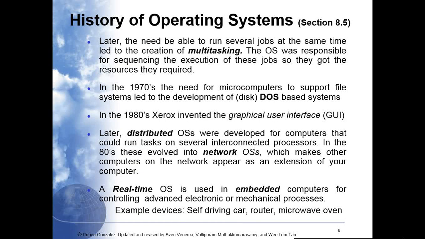So later, the need to be able to run several jobs at the same time led to the creation of multitasking. So they're slightly different things. There's this idea of time sharing and then multitasking, and the operating system is responsible for sequencing the execution of these jobs so they get the resources they require. So there's an extra little bit of information there. When you have a job on a computer, it needs some resources. The most obvious one is that it needs the CPU.